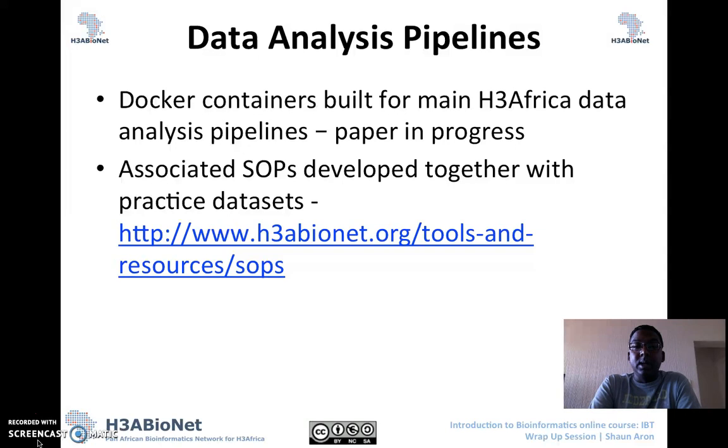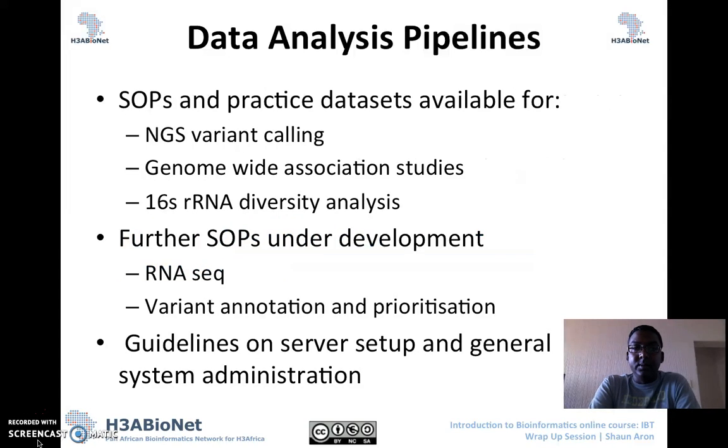So this work is still being wrapped up at the moment, and there's a paper in progress that will come out soon. But you can find the associated SOPs together with some practice data sets all on the H3ABioNet website. So I'll give you an idea of the different SOPs that are available. We have SOPs for NGS variant calling, genome-wide association studies, 16S rRNA diversity analyses. We also have some further SOPs that are under development but are already up on the website for RNA-seq and variant annotation and prioritization.